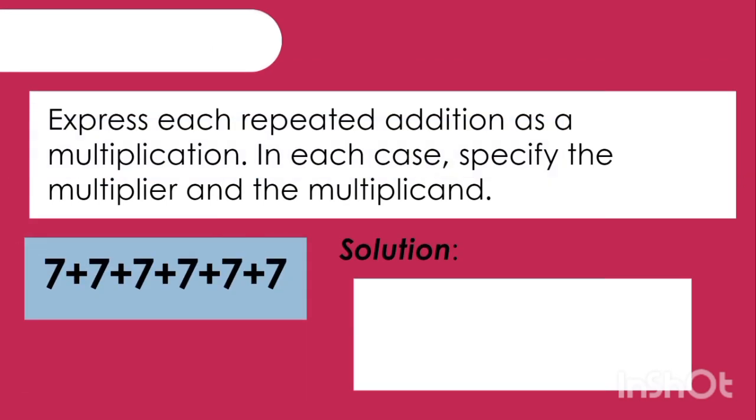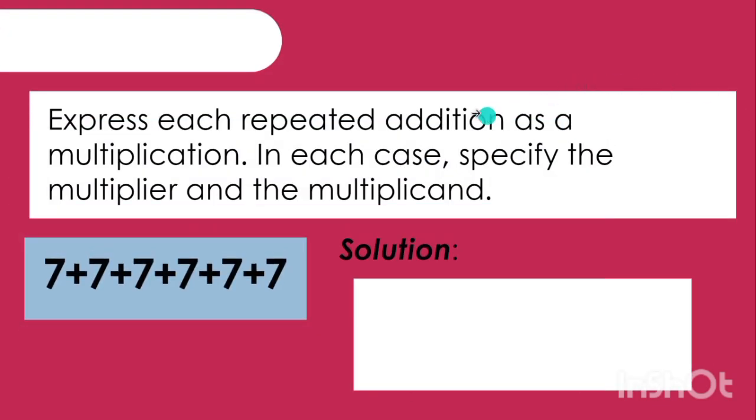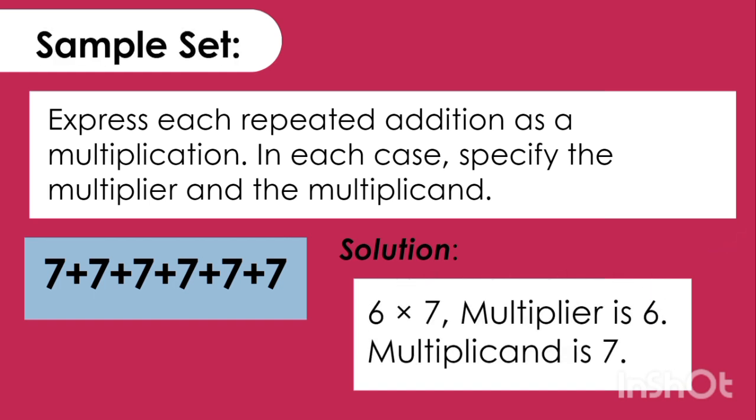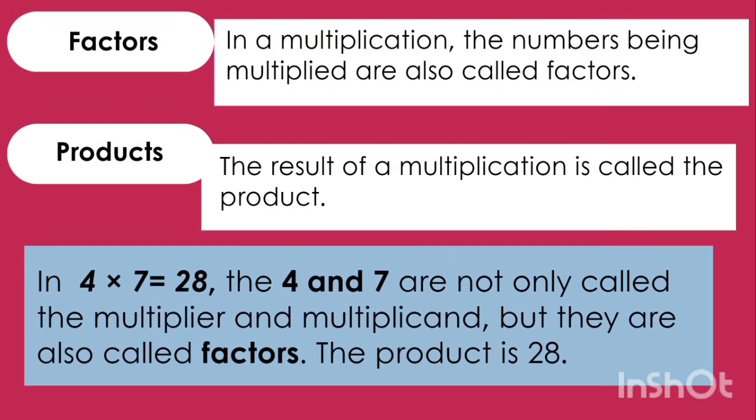Next, express each repeated addition as a multiplication in each case, specifying the multiplier and the multiplicand. The multiplicand here is 7. And how many times is 7 being added? 2, 4, 6. So 6 is the multiplier. So we have 6 times 7. Again, the multiplier is 6, the multiplicand is 7. Are we clear? Okay.